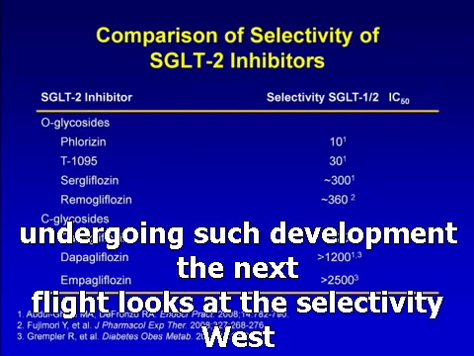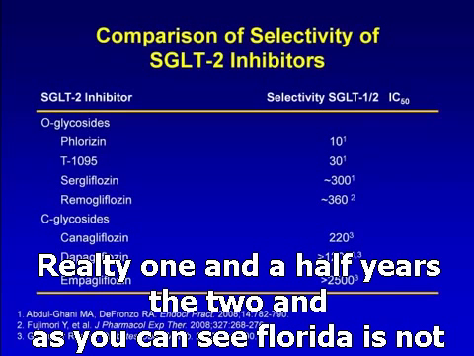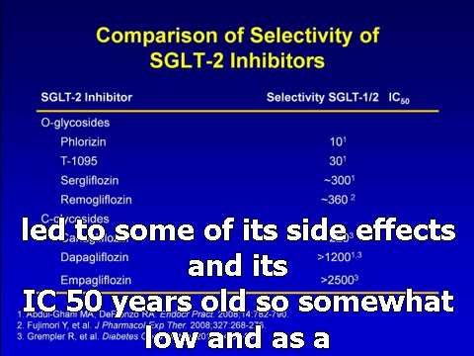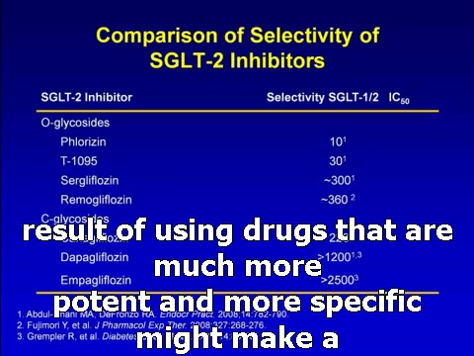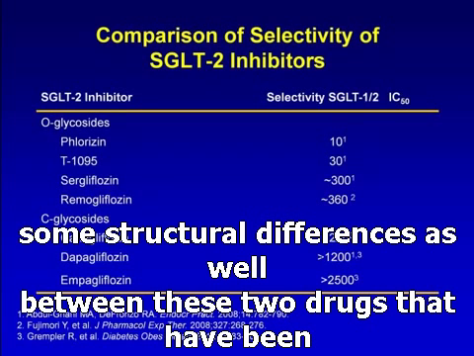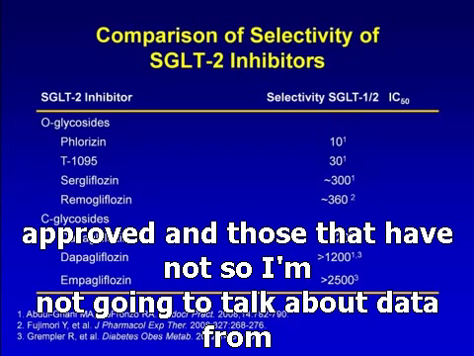The next slide looks at the selectivity for SGLT1 and SGLT2, and as you can see, phlorizin is not selective at all, and that may have led to some of its side effects. Its IC50 is also somewhat low, and as a result, choosing drugs that are much more potent and more specific might make a big difference. There are some structural differences as well between the drugs that have been approved and those that have not.